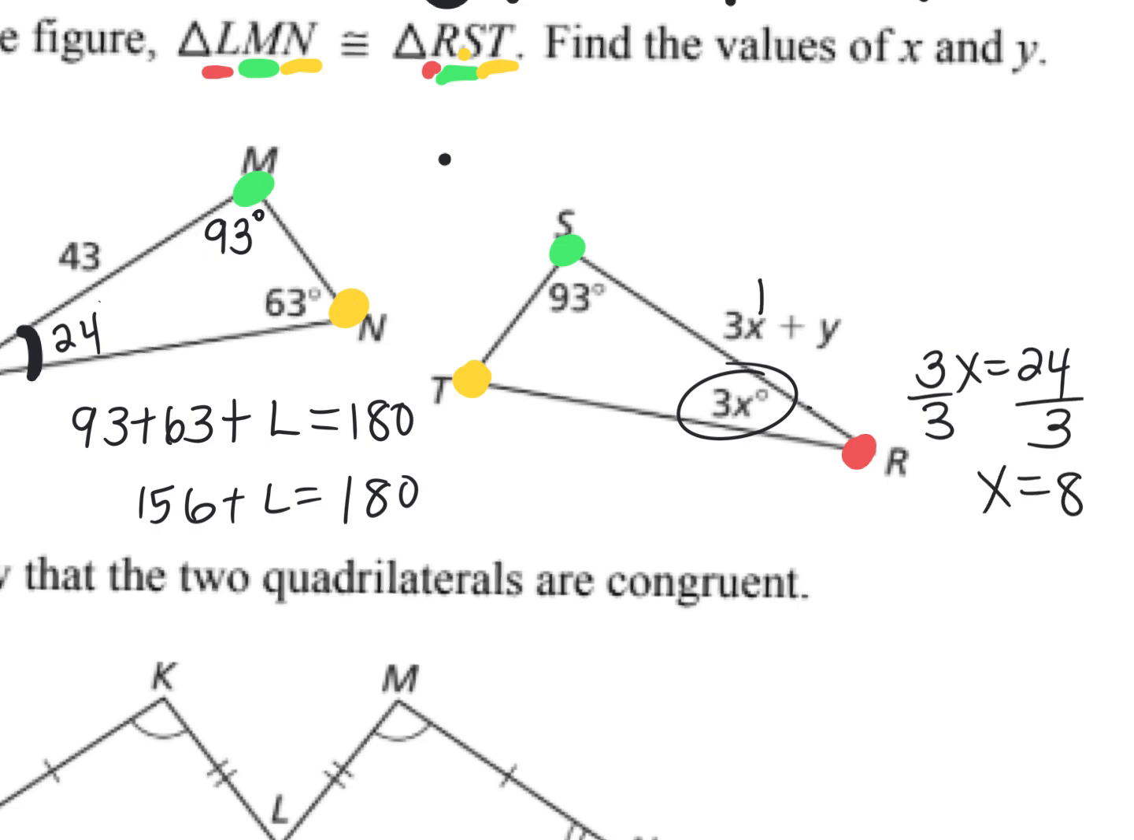Now that I know x is 8, I could plug that in here. This side length is saying 3 times x plus y. Well, 3 times 8, because I just found out x was 8, is 24, right? So that's like saying 24 plus y.